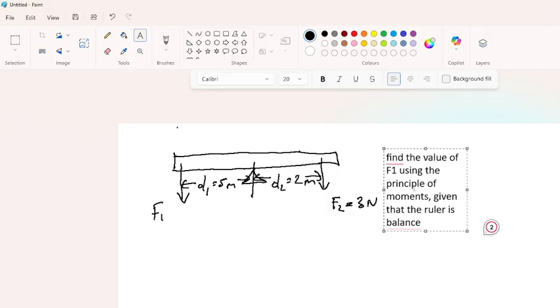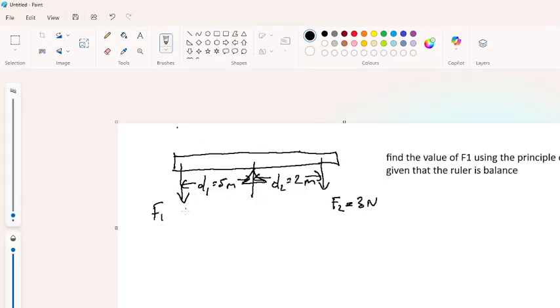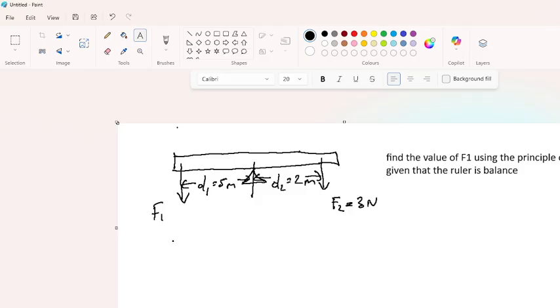Alright. Why am I lagging? Give me a second, let me close down something. I am lagging, and I don't even know why. Alright. That should be okay.